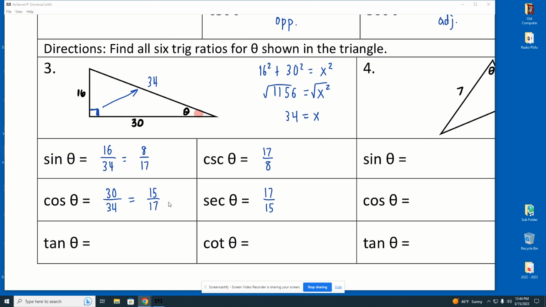From theta, what's the opposite leg? 16 over, from theta, what's your adjacent leg? 30. So 16 over 30, which reduces to 8 over 15. So if tangent is 8 over 15, what's cotangent? 15 over 8. Done. Guys, that's how easy this can be. All right? Now, one more.